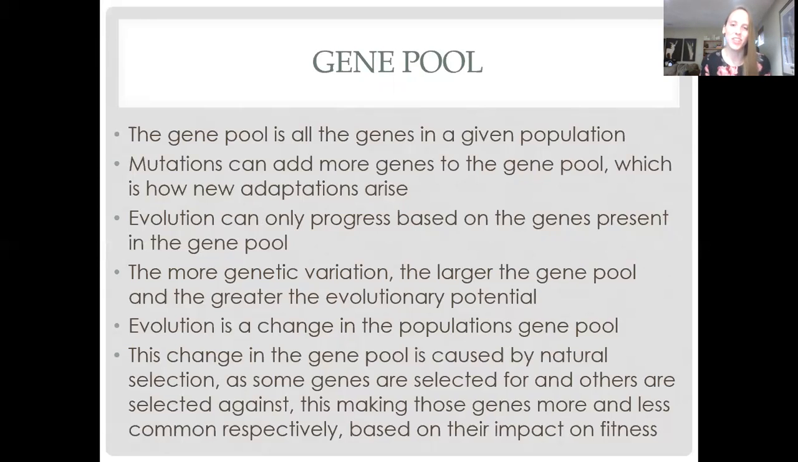Okay, and then lastly, the gene pool. The gene pool is just the name for all of the genes in a population. And anytime you have a mutation, you can get more genes in the gene pool. That's how you get adaptations. Evolution can only progress based on the genes that are already present in the gene pool, because natural selection can only work on the traits that are present in the population. The more genetic variation, or the larger the gene pool, the greater the evolutionary potential, the more different directions that population can evolve in, depending on how the environment changes.